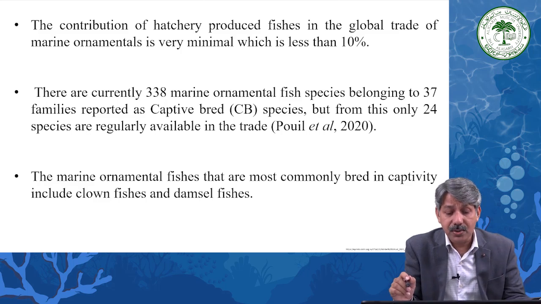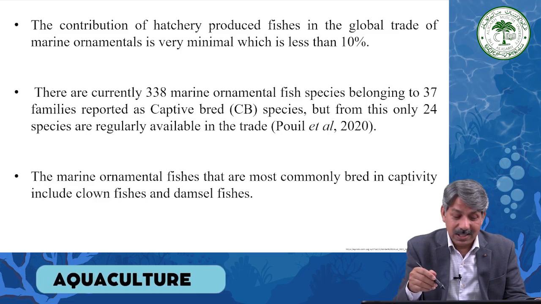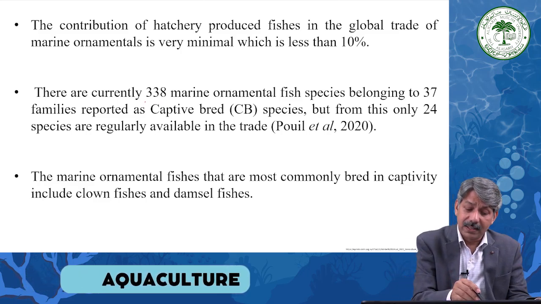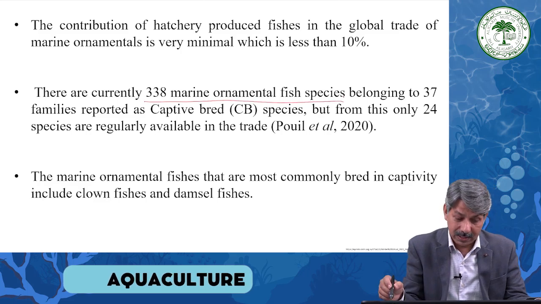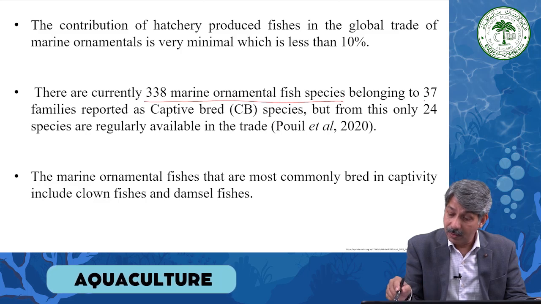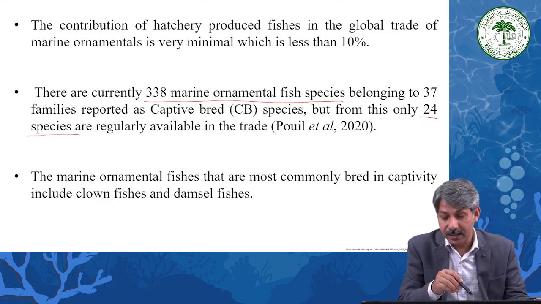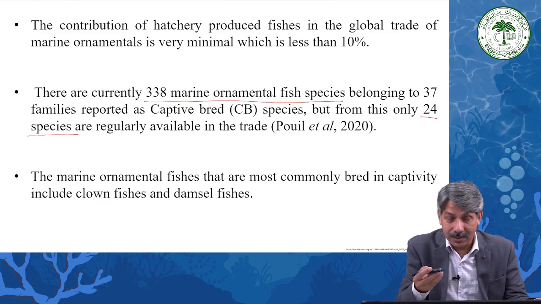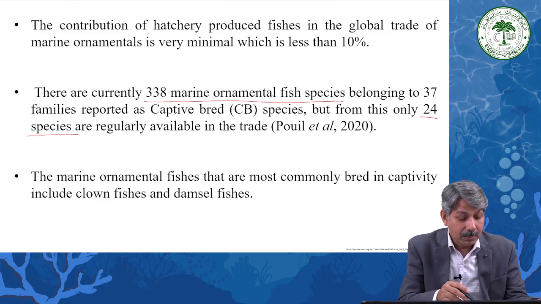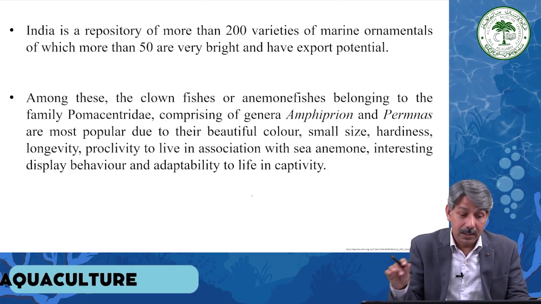The contribution of hatchery produced fishes in the global trade of marine ornamentals is very minimal, less than 10%. There are currently 338 marine ornamental fish species belonging to 37 families reported as captive bred species, but of these, only 24 species are regularly available in the trade. So there is a lot of scope in hatchery production, standardization of production technologies, and creating SOPs for hatchery production of marine ornamental fishes. The most commonly bred in captivity include clownfishes and damselfishes. They are very popular and important.